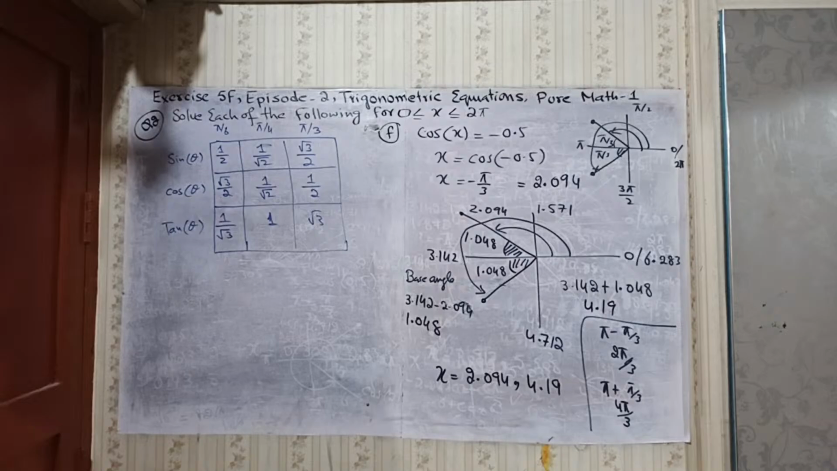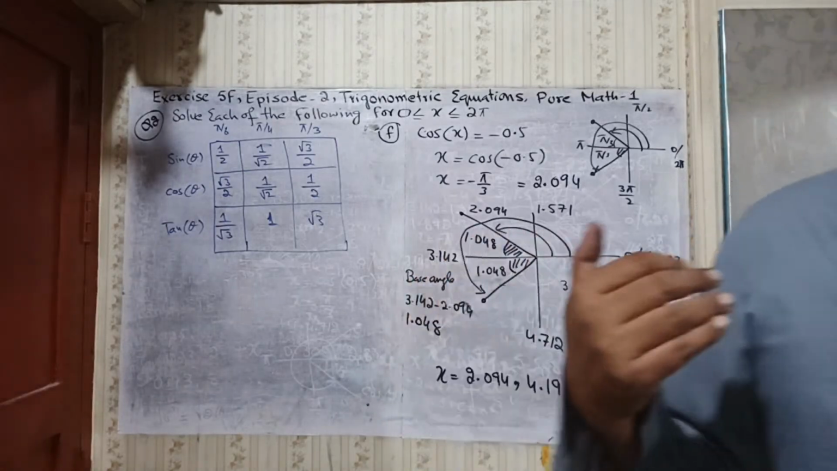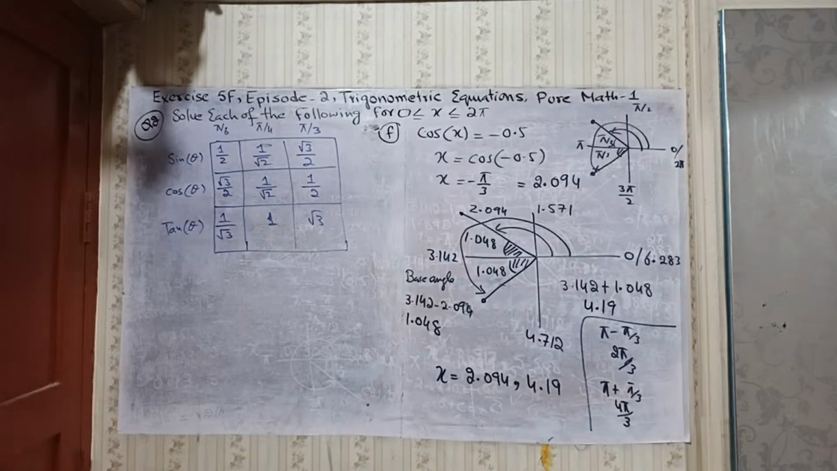So the cos is negative, that means the angles are either in the second quadrant or in the third quadrant. So we found the base angle, and then on the basis of the base angle, I will be able to tell the angles in my second quadrant and the angles in my third quadrant.